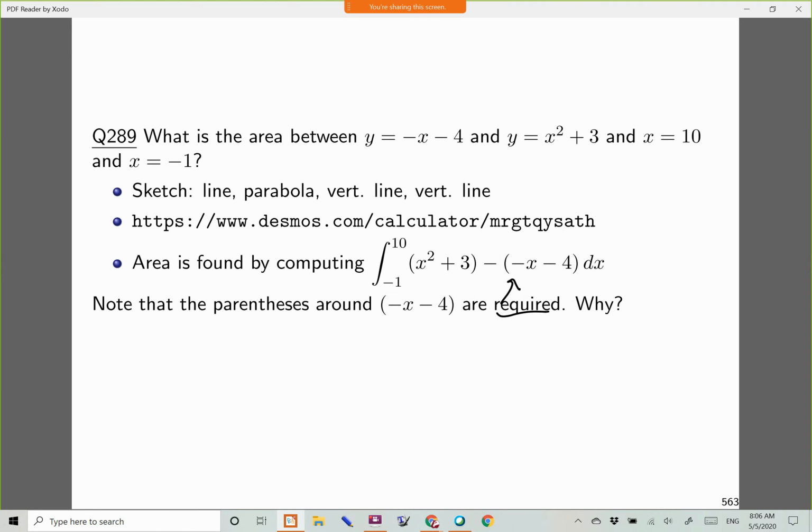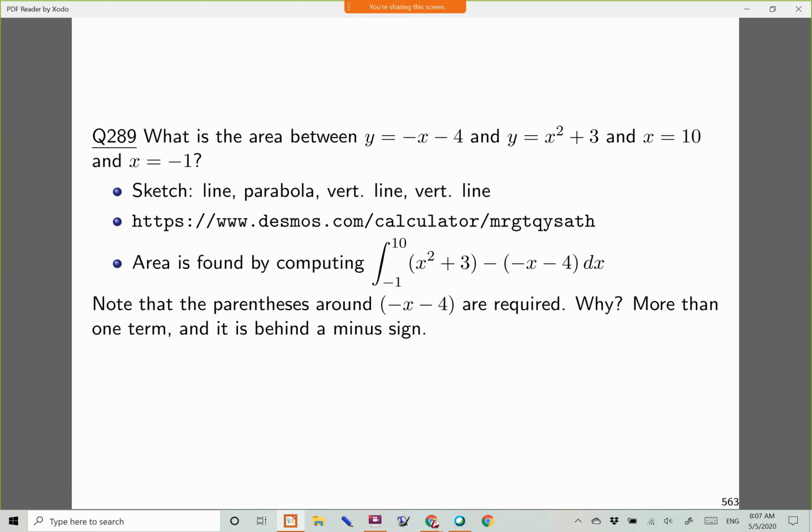Right, the parentheses are required because there's two terms here, and it's two terms after a minus sign. Yeah, order of operations business, right? And I included that reasoning here. There's more than one term. It's behind a minus sign. It's an order of operations issue.